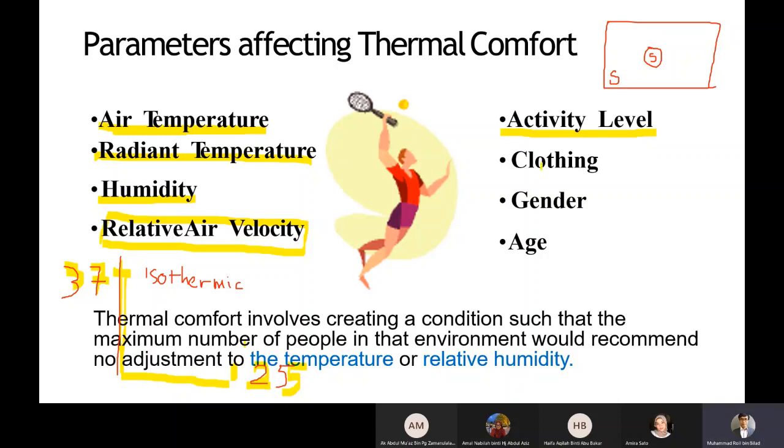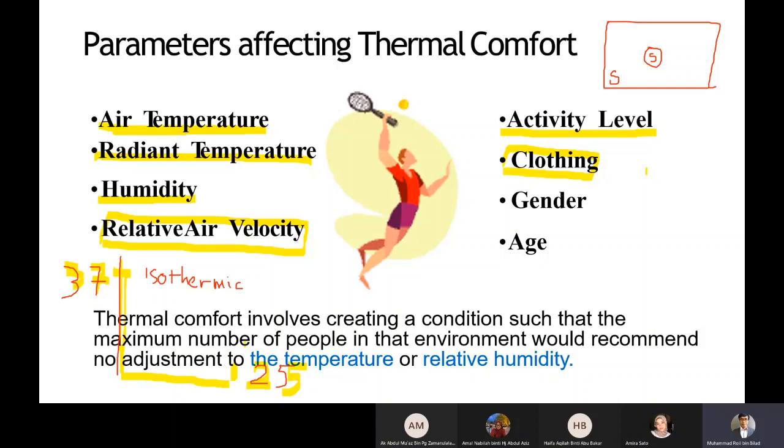Clothing is an insulation to our body. When we cover our body, the transport of heat into and out of our body is affected, and we'll discuss this later on.